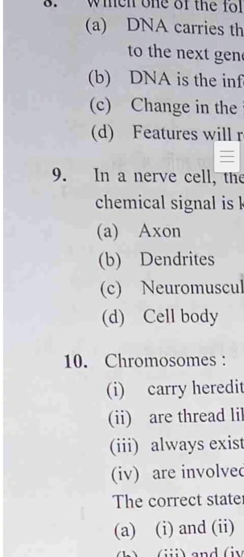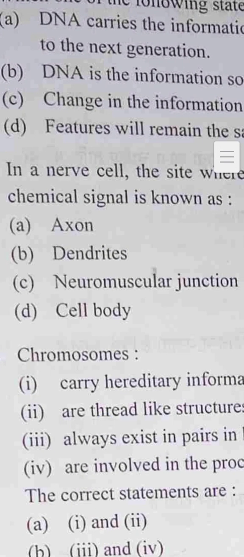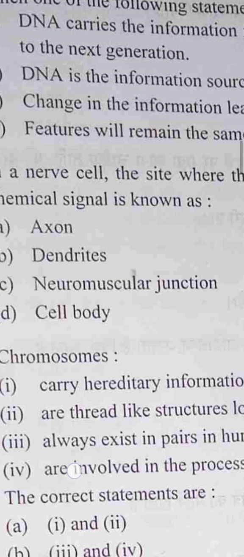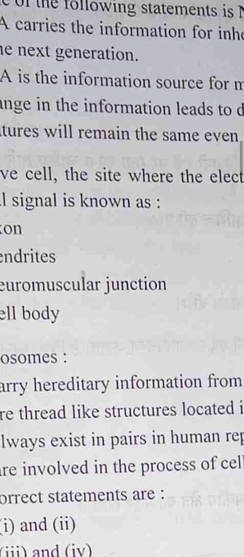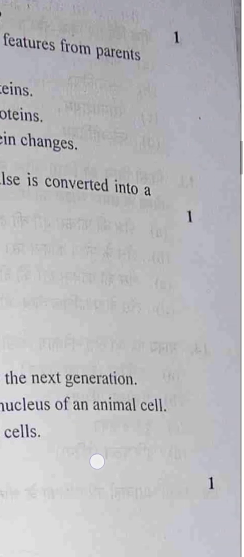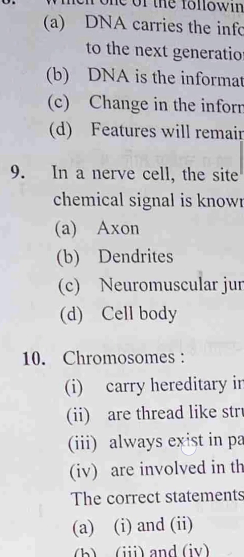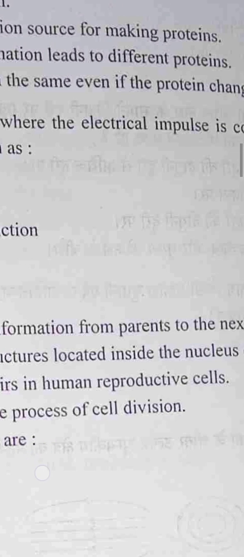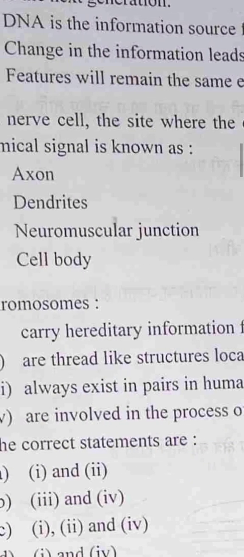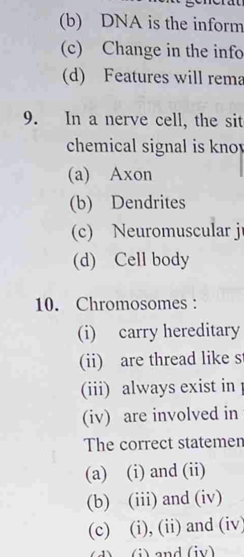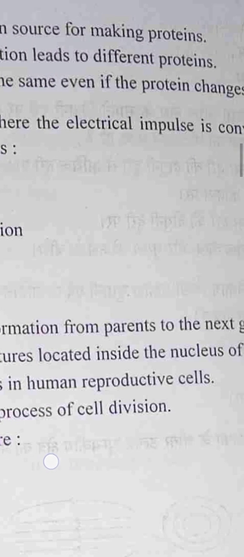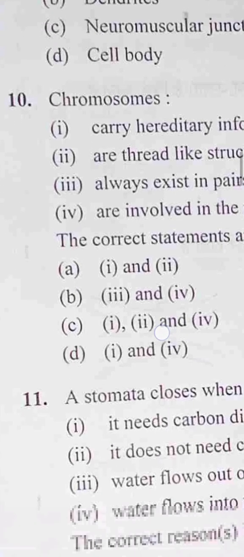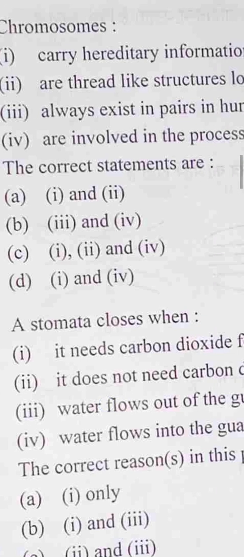Question number 10. Chromosomes carry hereditary information from parent to next generation, correct? They are thread-like structures located inside the nucleus of an animal cell. It is also correct, but they are also present in plant cells, but right now we are talking about this only. Always exist in pairs in human reproductive cells. No, in human reproductive cells, chromosomes are not in pairs. So the third option is wrong. They are involved in the process of cell division. Yes, they are involved. So the correct answer is C, first, second, and fourth.